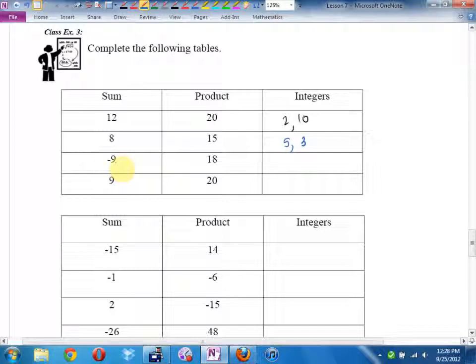6 and 3 add to positive 9. You're very close, though. Kenzie. And negative 3. They both have to be negative so that I can get a negative times a negative multiplies to a positive, but still adds to a negative. Yes.